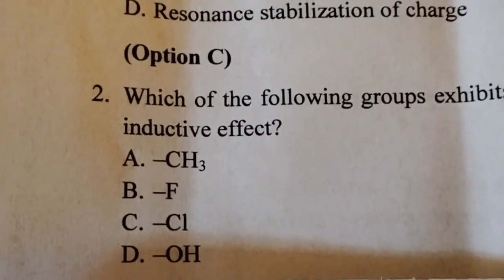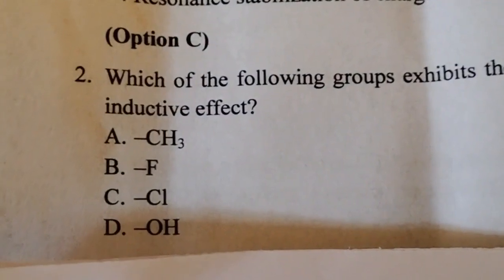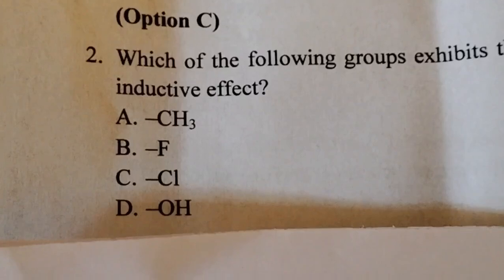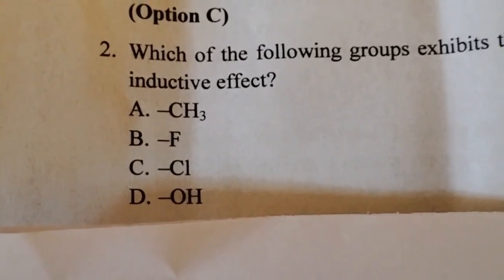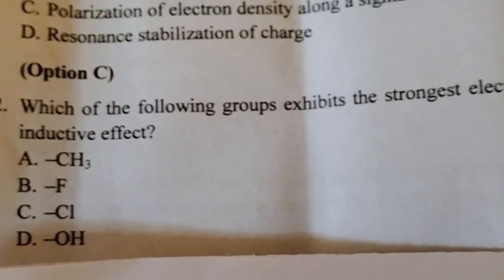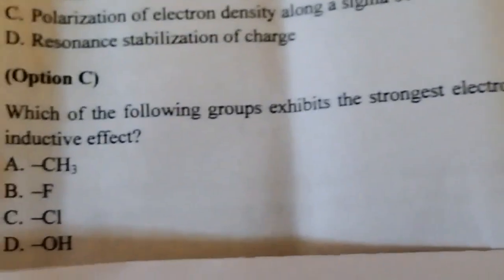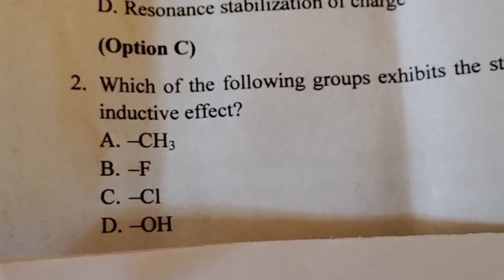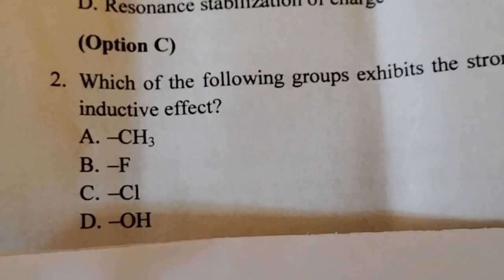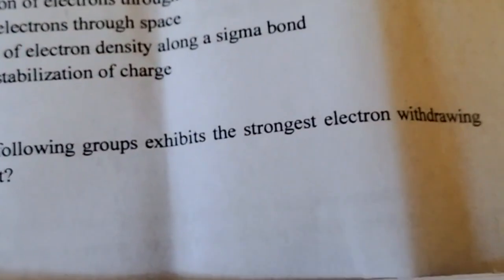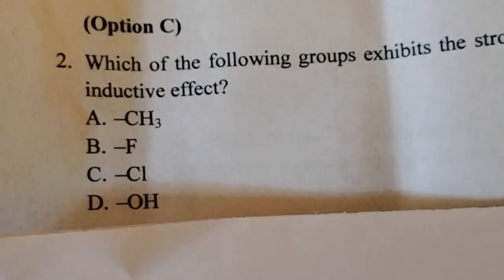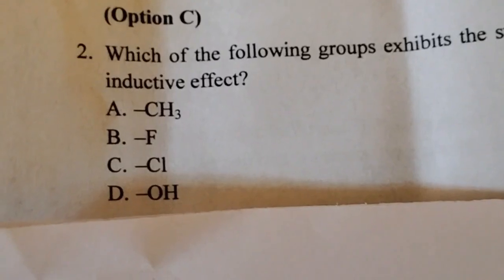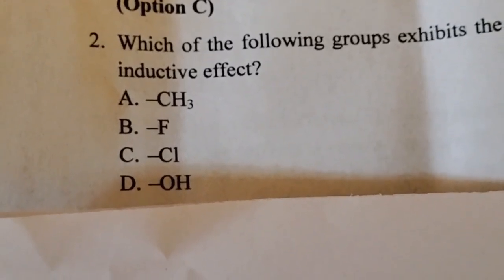Go to question 2. Which of the following groups exhibits the strongest electron withdrawing inductive effect? Option A, methyl group. Option B, fluoro group. Option C, chloro group. And option D, hydroxy group. From our lecture, we gave groups that can cause negative inductive effect, that is, groups that can withdraw electrons from carbon or nearby atoms. And those groups should be highly electronegative.